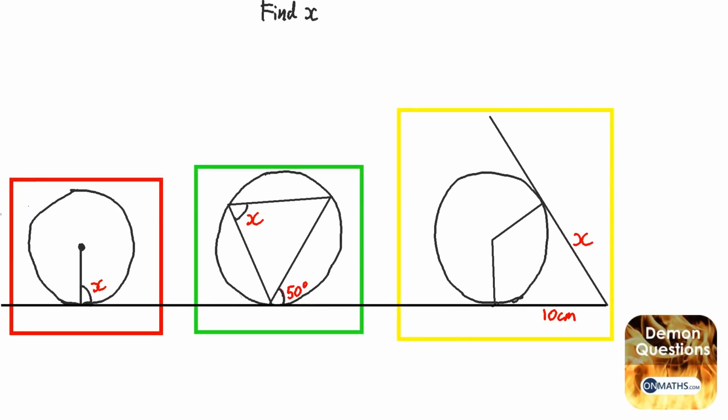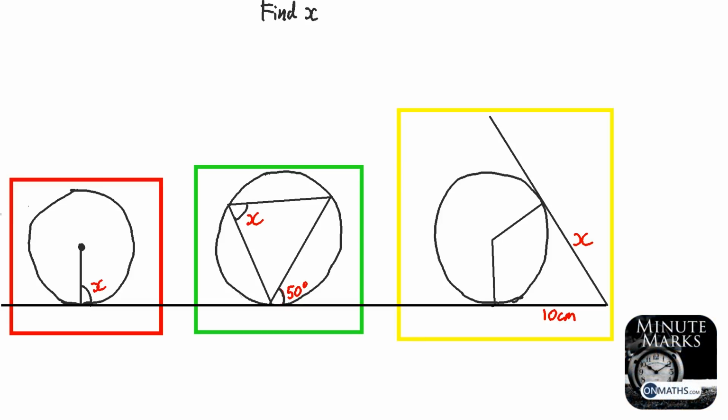Okay, so we must be coming to an end of these circle theorems. All of these circle theorems are to do with tangents, so I've done one mega tangent going through them. So we're going to start with the red one. So this is really simple.